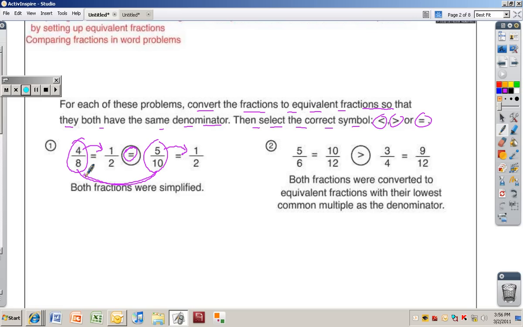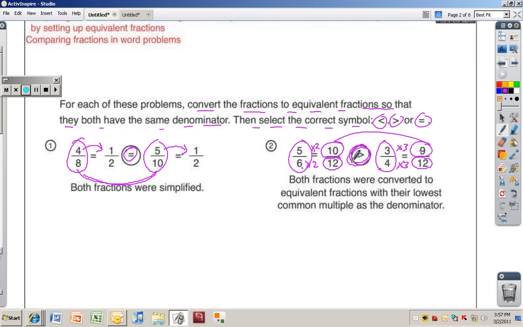And then here's the next one. It says 5/6. We're comparing to 3/4. 6 and 4, the common denominator would be 12. 4 times 3 is 12. 3 times 3 is 9. 6 times 2 is 12. 5 times 2 is 10. So now all we have to do is compare the 10 and the 9. 10/12 is larger than 9/12, and so that symbol belongs in there.